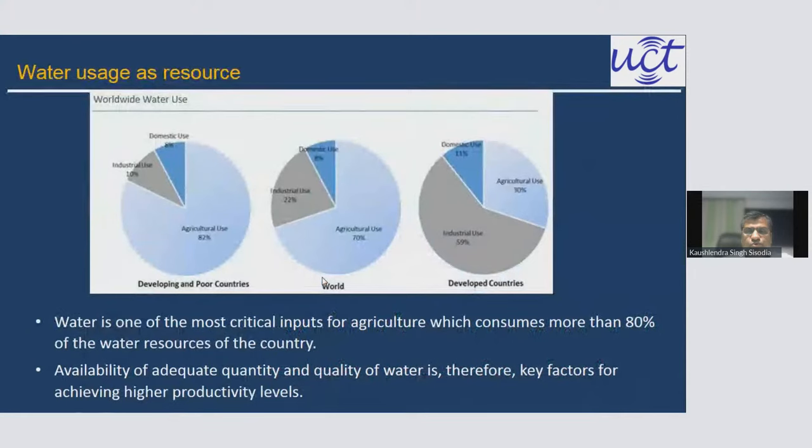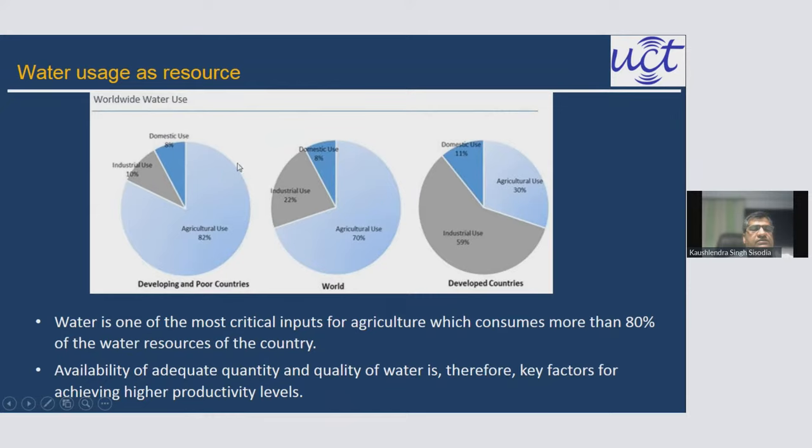Before starting with the irrigation system, we should understand how water is used as a resource throughout the world. We have divided it into three parts: developing and poor countries, the rest of the world, and developed countries. If we look at developing countries, the water usage is almost 82% in agriculture. Industrial use is 10%, and domestic is 8%. India lies in this part.